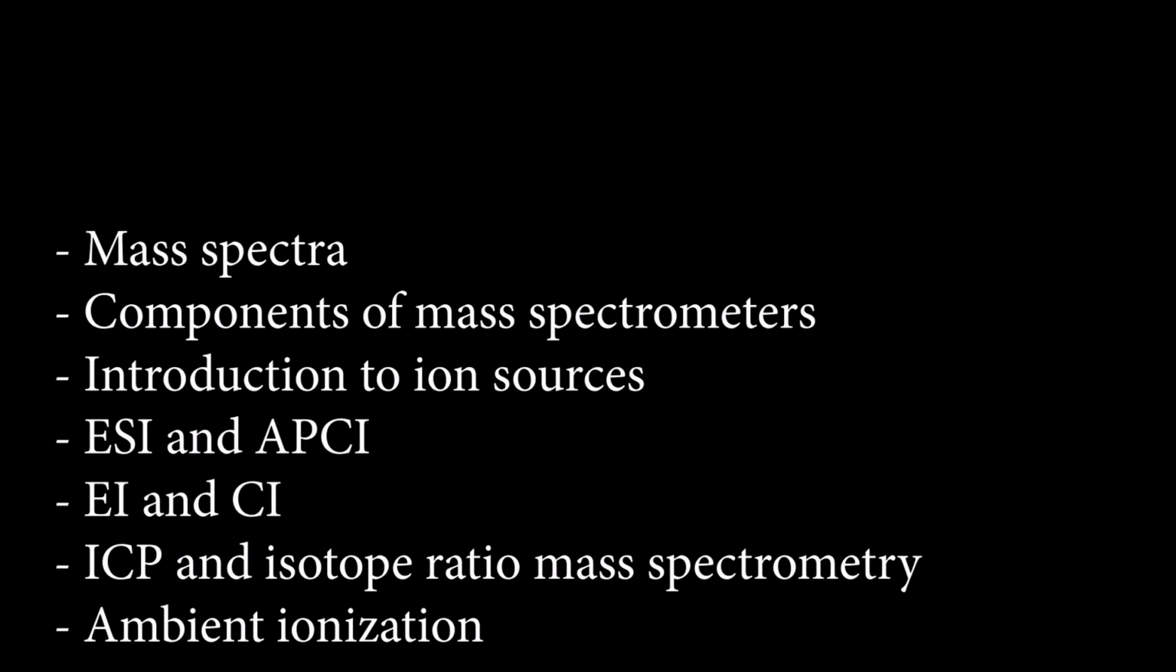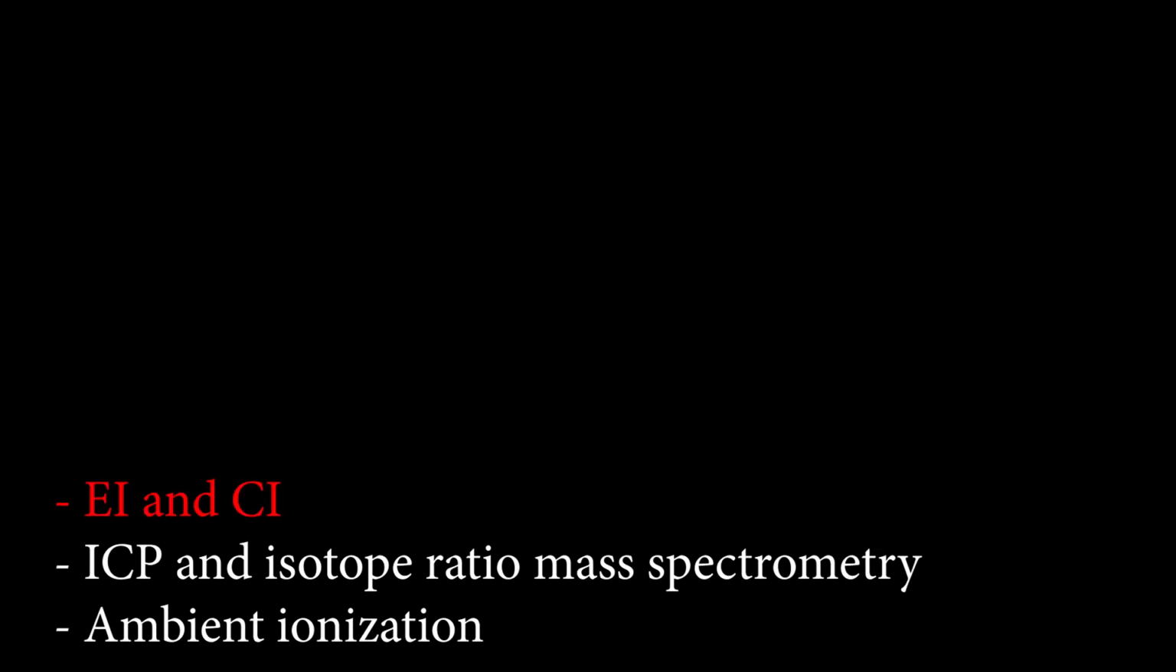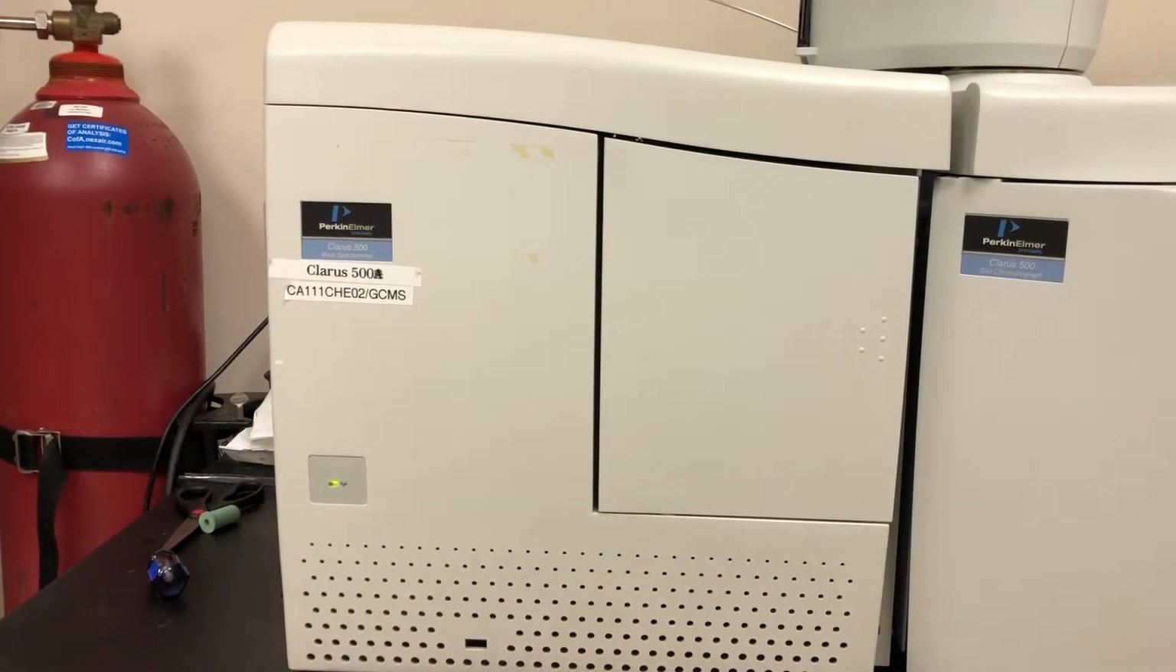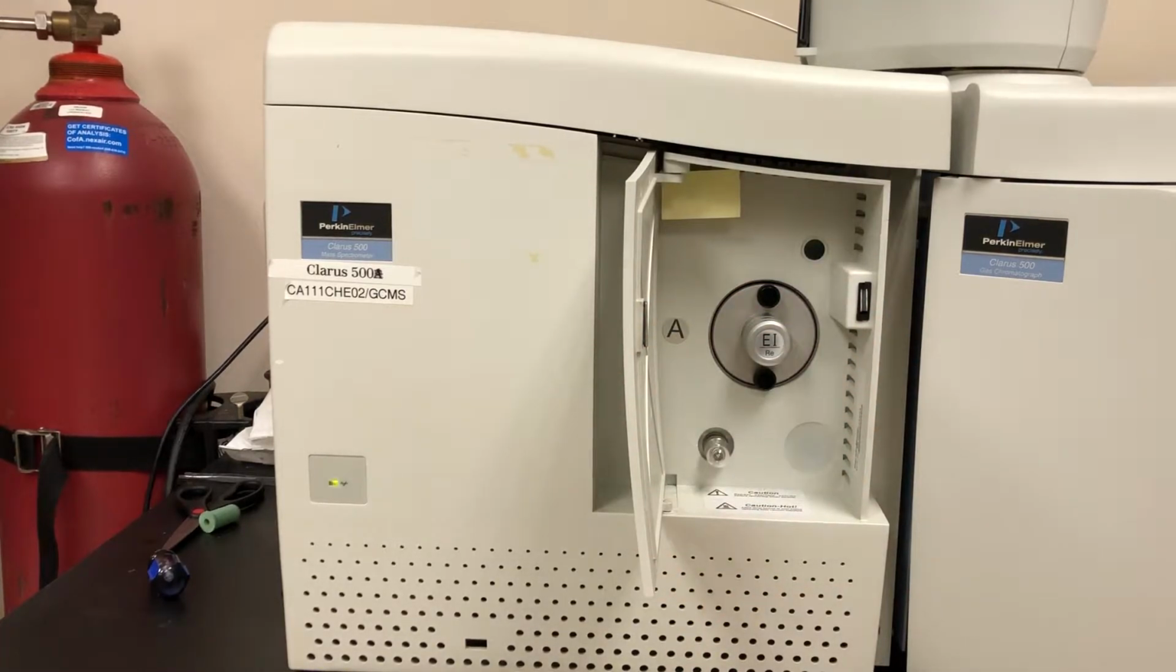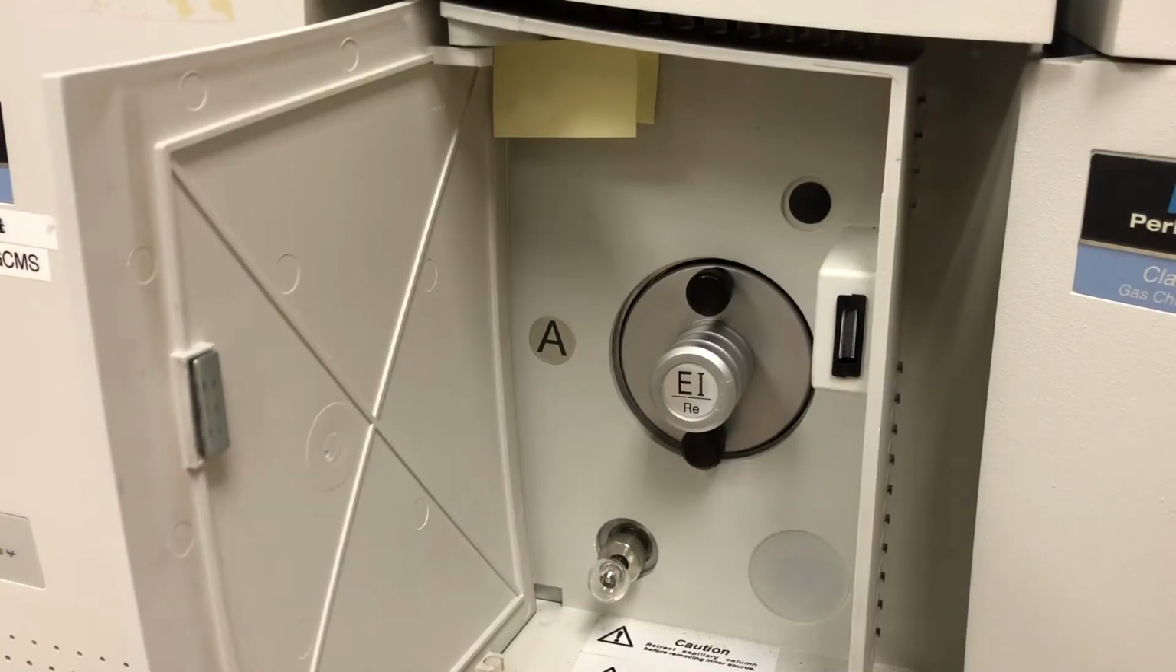Okay, so we went over some basics of mass spectra and the components of the instruments and the ion sources. Now we've looked at ESI and APCI. Those work well with LC. Let's move on to some things that work well with gases, but don't work well with liquids, EI and CI. So these work well with gases, and they're on our GCMS. Let's open up our GCMS there, and you can see there's a big EI right there for electron ionization. That is our EI source. So let's pull this guy out.